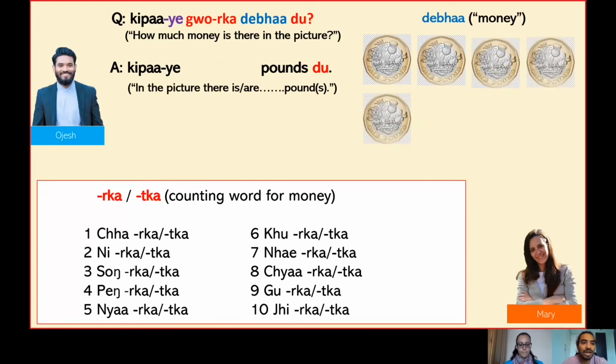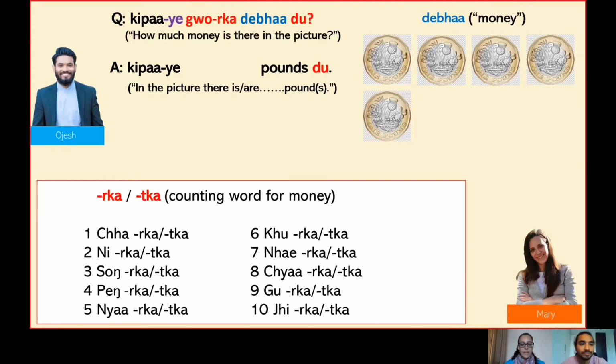Correct. Now the next one. Kipa gorka dhevadu? Kipae perka pounds do. In the picture, there are 5 pounds. Oh, be careful, Mary. Perka means 4, so this is not correct. If you look at the picture, the correct answer is nyarka pounds do. There are 5 pounds. Okay.